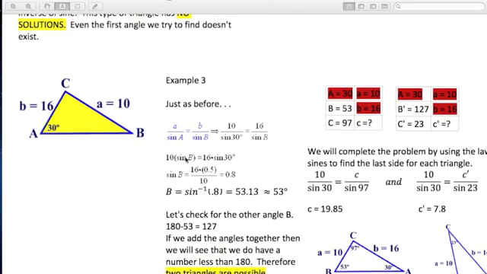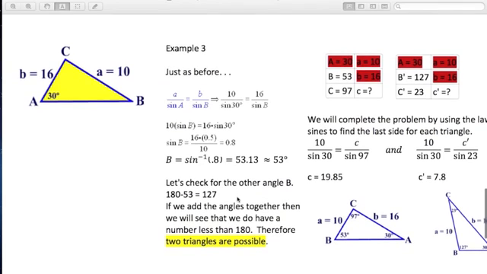We see 10 times sine of B equals 16 sine of 30. Work it out, and you get sine of B equals 0.8. At least we know there's going to be at least one solution now. We do sine inverse of that value, and you get 53.13. So we'll round that down to 53 degrees just for the tutorial's sake. Let's check. Remember, we're going to say 180 minus the angle we found. That gives me 127.